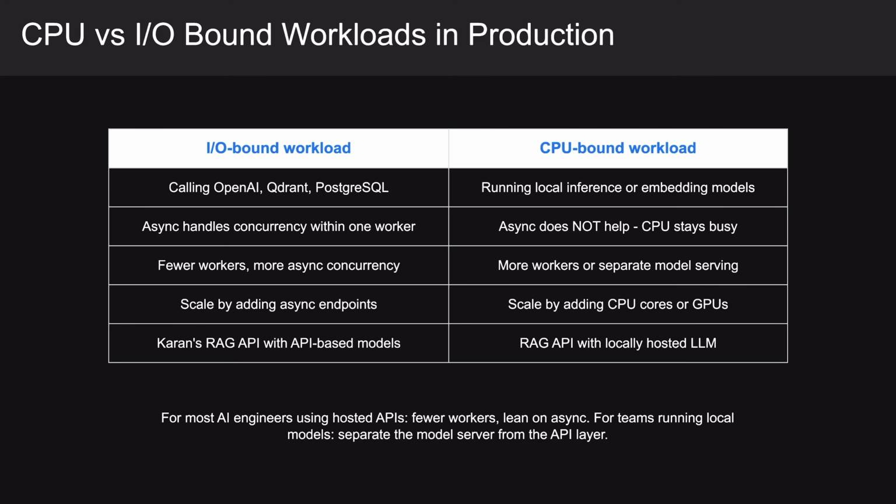Run a dedicated inference server like Triton or vLLM and have FastAPI call it as an external API. That keeps the FastAPI layer I/O bound and the model server scales independently. The callout at the bottom says it cleanly. For hosted APIs, fewer workers and lean on async. For local models, separate the model server from the API layer.